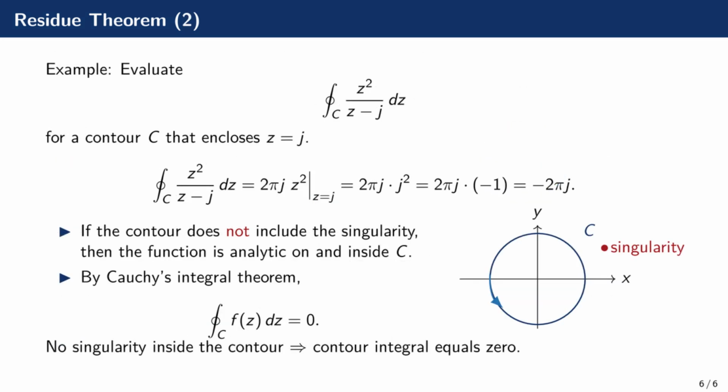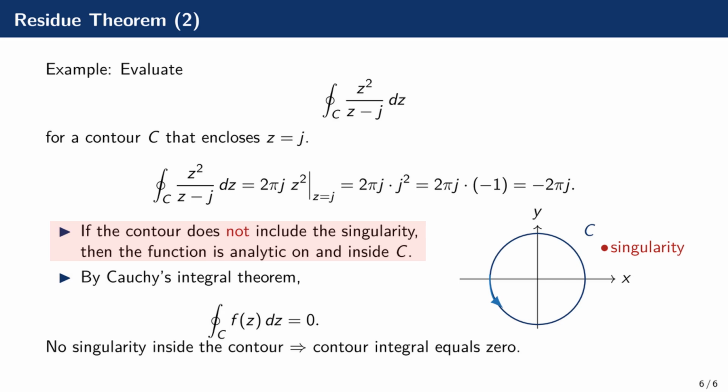Let us look at an example. Consider z squared divided by z minus j. The singularity is at z equals j. Apply the formula. We substitute z equals j. This gives j squared, which is minus 1. Multiply by 2 pi j. So the result is minus 2 pi j.